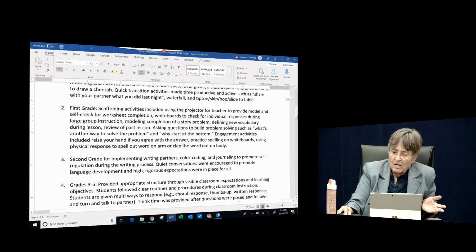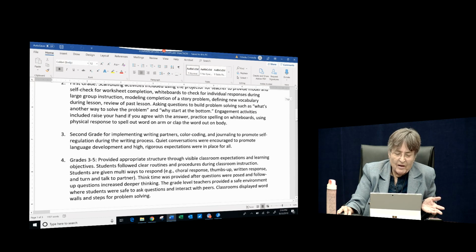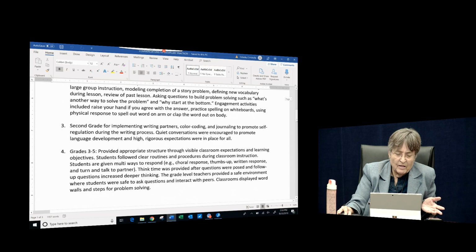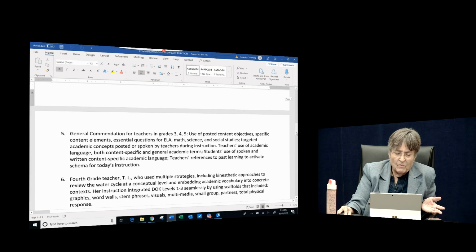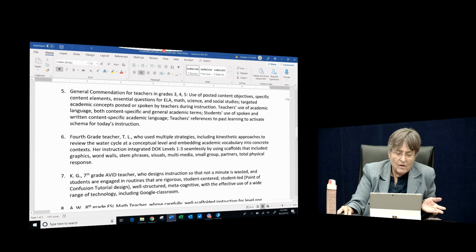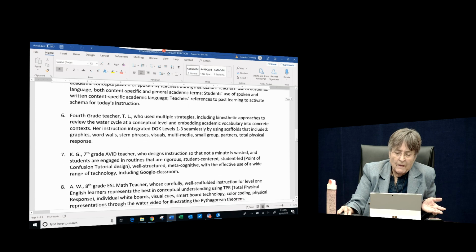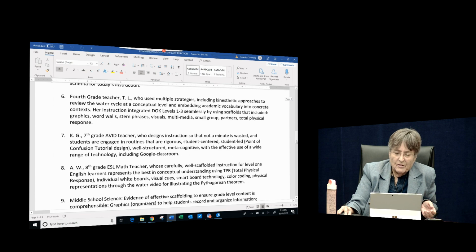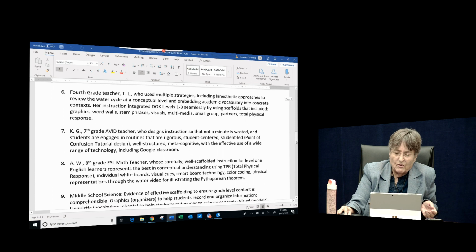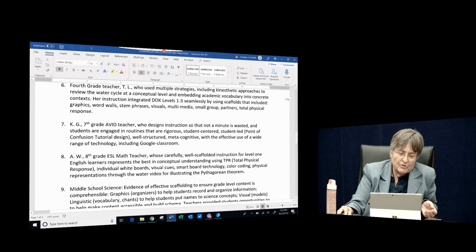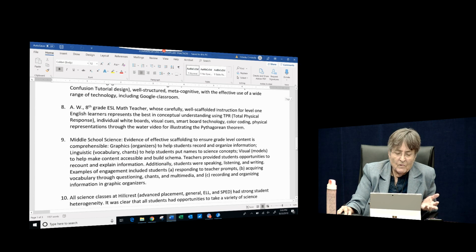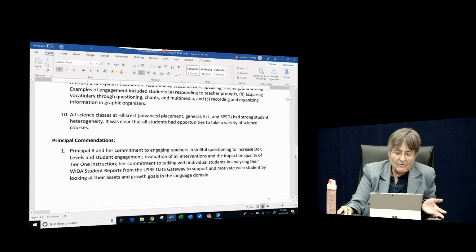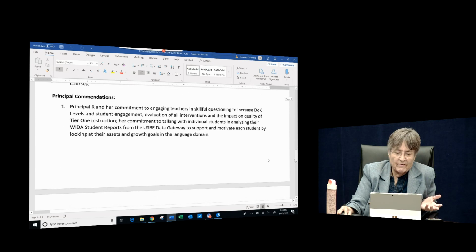So I'll send this out too. Here's all kinds of examples. Here's first grade, second grade. Here's a third, fifth grade team. Here's general commendations for a whole group. Here's a fourth grade teacher who used all kinds of strategies, including kinesthetic for water cycle. And she moved seamlessly from DOK1 to DOK3 using small partners, multimedia, visual STEM phrases. So, I always say to people, you don't have to go to Finland to see really great instruction. We have it in Utah.